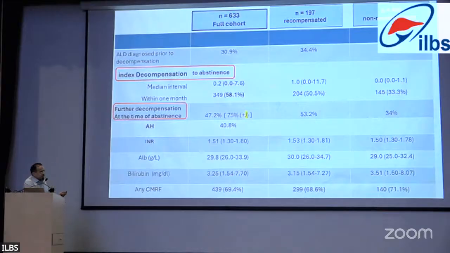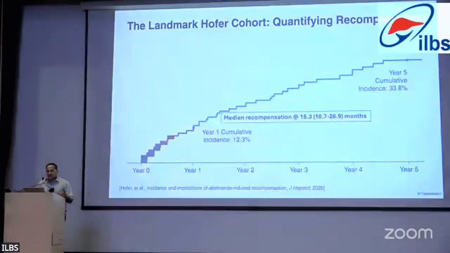And further decompensation was present in 47% of the patients. It would be 75% if jaundice was considered as a decompensation. Otherwise, 47%, half of the patients, had further decompensation at the time of inclusion.